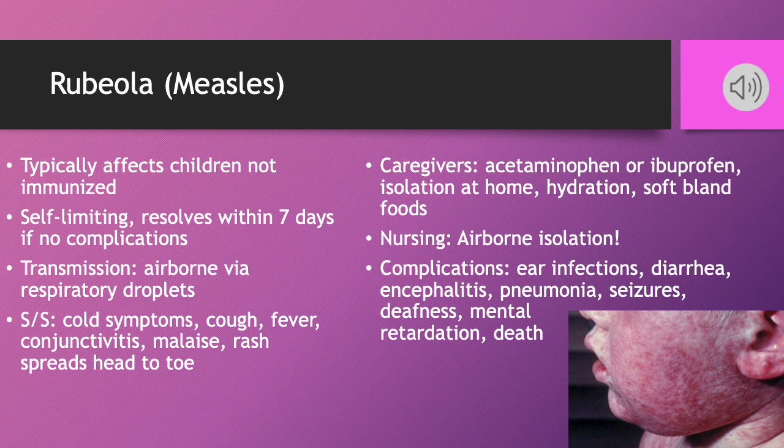If the client is hospitalized, which they are commonly hospitalized for their complications, they are going to be on airborne precautions to help avoid the spread. Some complications of measles include ear infection, diarrhea, encephalitis, pneumonia, seizures, deafness, mental retardation, and even death.